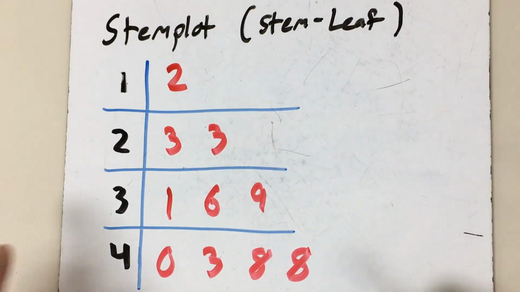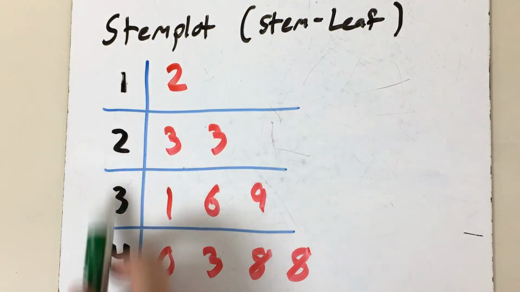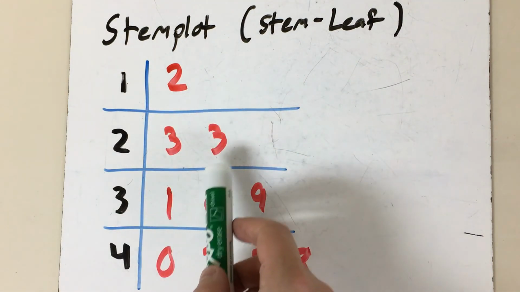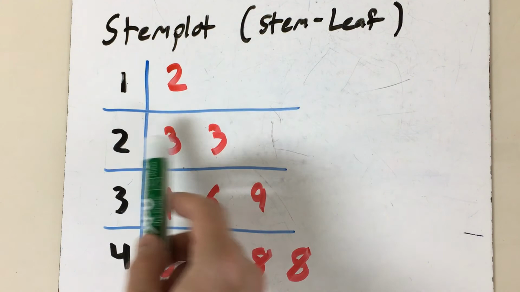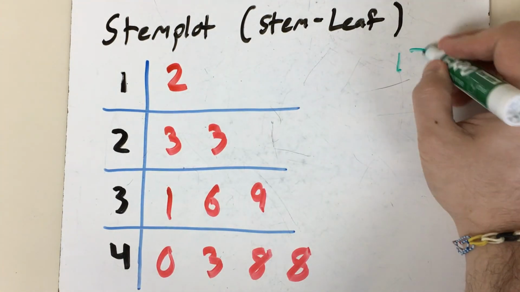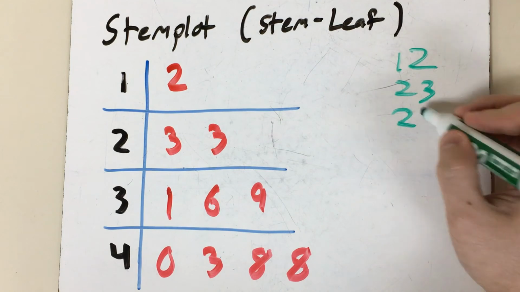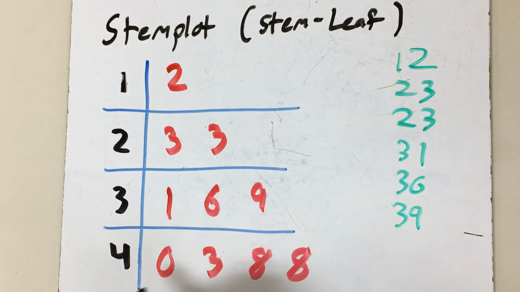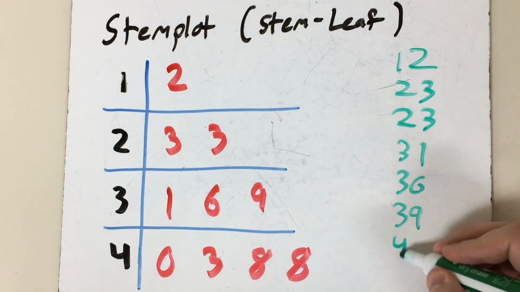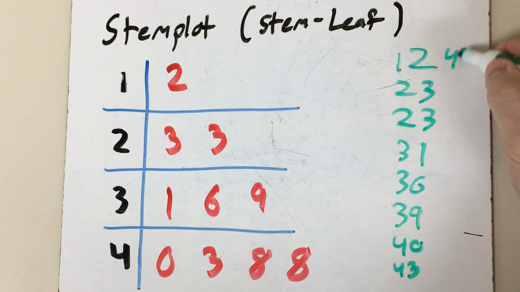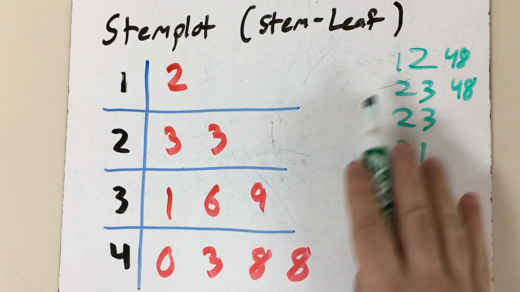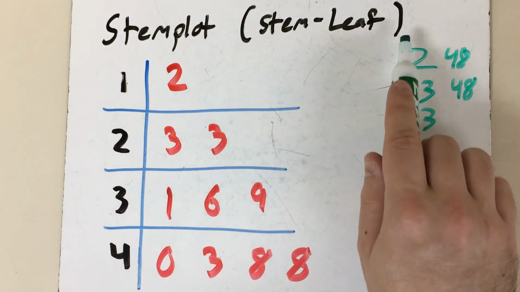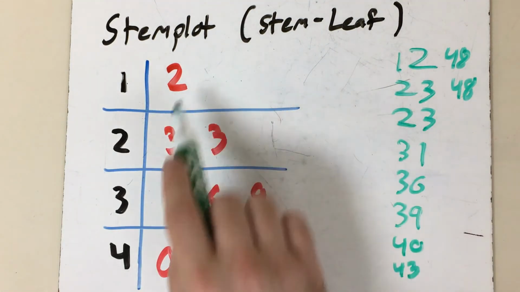The other type of graph that we could see and get a data distribution from is a stem plot, also known as a stem and leaf plot. So essentially, this starts with the idea that our tens are in the left column, and every data point is represented by their ones digit in the right column, but still with the same row as their tens digit. So this would be the number 12. We have 23 and 23, 31, 36, 39, and then 40, 43, and then two 48s. So that's how we would take each of these data points and put them in a stem plot. Tens digits go on the left, ones digits go on the right.